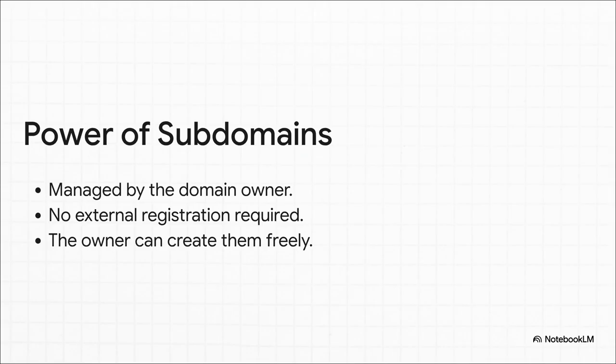And this is where it gets really powerful if you own a domain. Once you have something like google.com, you can create as many subdomains as you want. Think mail.google.com, docs.google.com, whatever. You don't need to ask for permission or register them with any outside authority. You are the boss of your own branch of the tree. It gives you complete autonomy.